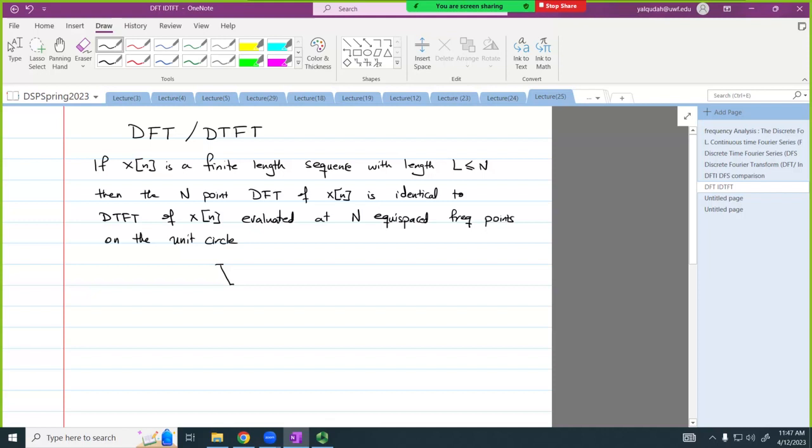So again, what we're saying is that X of k, which is the discrete Fourier transform, is going to equal X of e to the j omega, sampled at omega equal to 2 pi k divided by N. Which we can also write as X of z, evaluated when z is equal to e to the j 2 pi k divided by N.